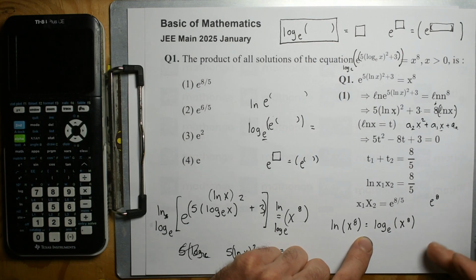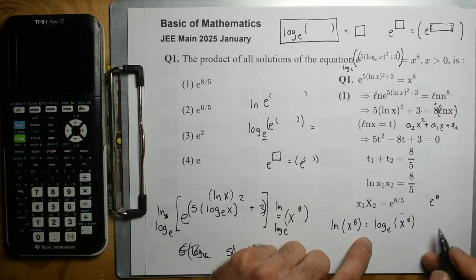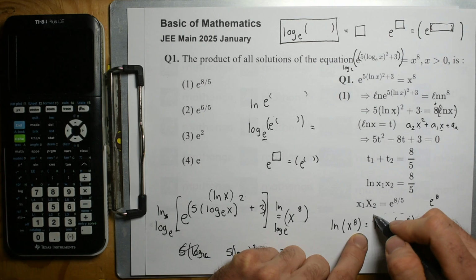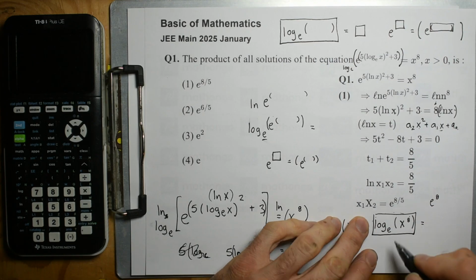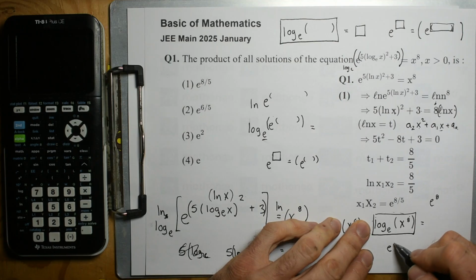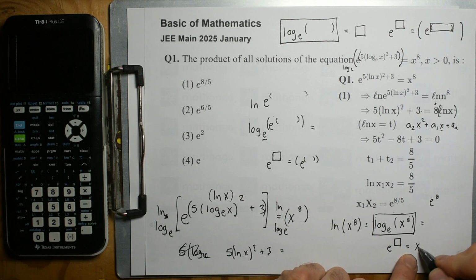So how do we know that we can bring this 8 outside? Oh, well, let's set it up. We know that this whole thing is going to be our box. And so this is the value, and we have a base of e to an exponent, is going to equal this value, x to the 8.